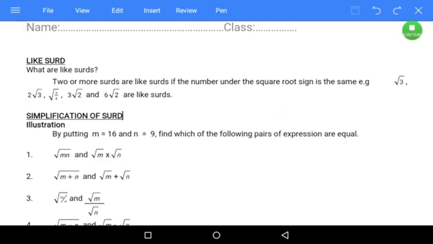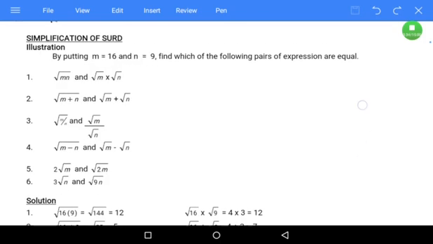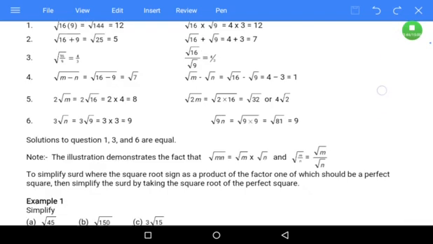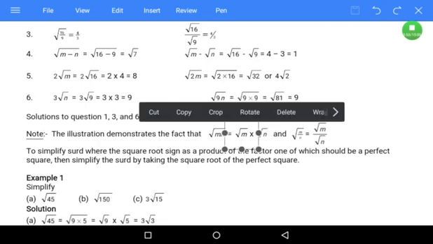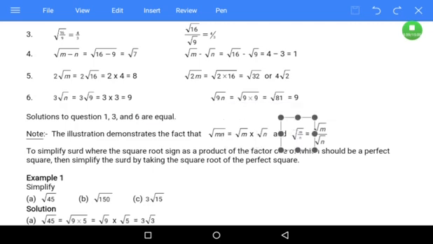Okay, so we'll be talking about simplifying surds. Now, how do you simplify surds? To understand this part of the topic, we need to understand the two basic rules of surd. That is the multiplication rule and division rule. We have just two of them for this, and these are the laws. Note, the illustration demonstrates that if you have root of m times n, that gives us root m times root n. And if you have root of m over n, that gives us root of m over root of n. Can you see that?